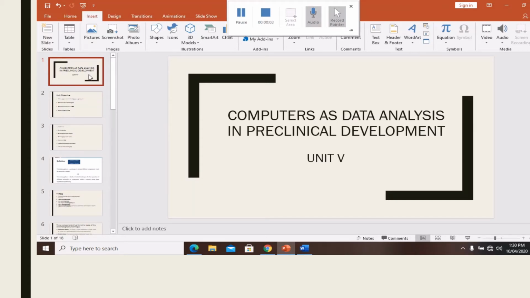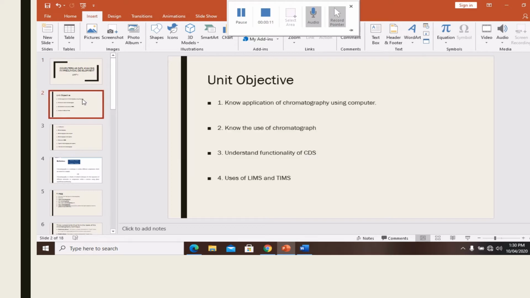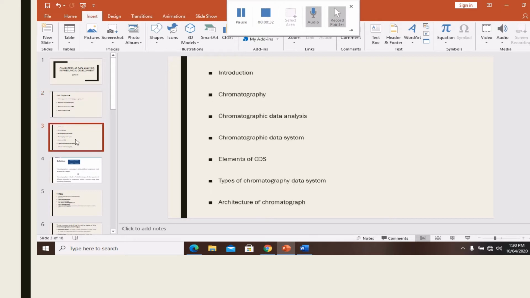Hi, good morning. Today we are going to discuss Unit 5, that is computers as data analysis in preclinical development. In this unit we are going to discuss chromatography using computers, the uses of chromatography, understand the functionality of chromatography, and the uses of LIMS and TIMS, that is, the Laboratory Information Management System and the Text Information Management System. So this is the unit objective.